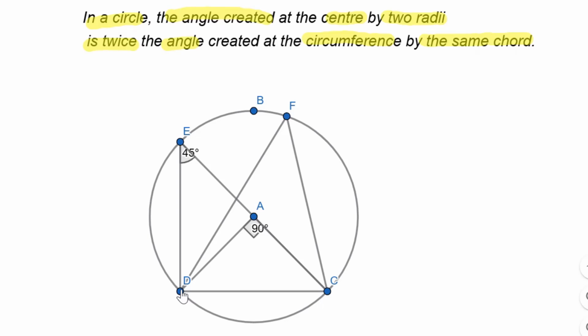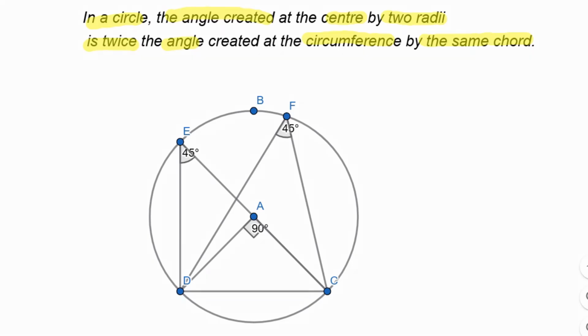You realize that we have also created another angle from the same chord. Guess what the angle is going to be? Angle DFC. What is that angle going to be? Pause a second and then guess. Alright, now let's measure to verify your answer. So angle DFC is also 45 degrees.